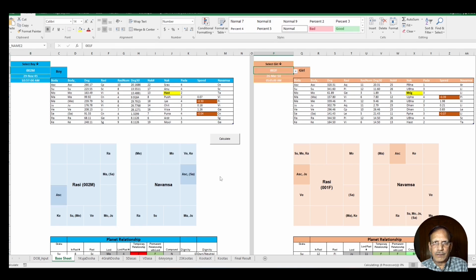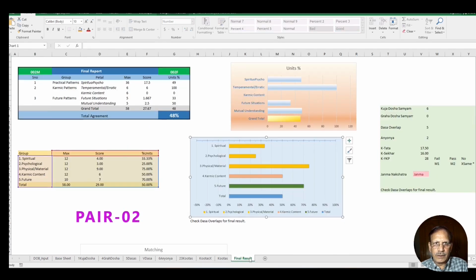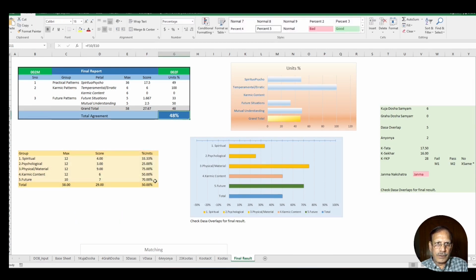0 to M, 0 to F. Final result. Wow, everything is so good. Okay, so this is 48%, this is 50%. But this is Janma Nakshatra. I think both are Hasta Nakshatra.